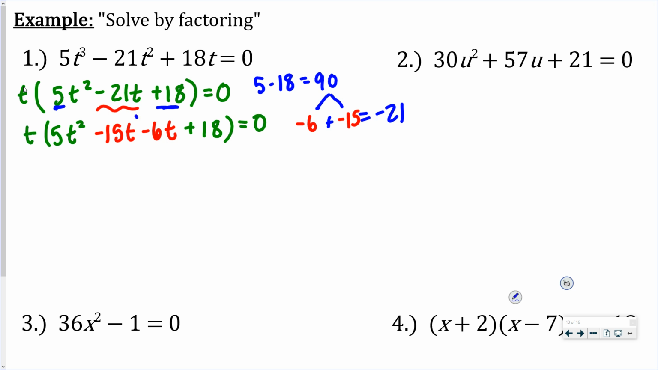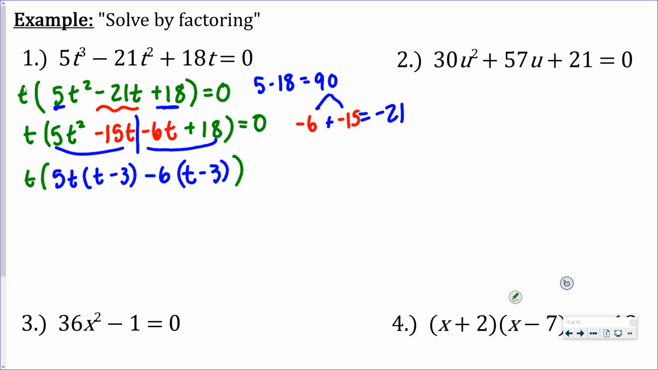Factor by grouping. All right, here I can factor out a 5t. We're left with t minus 3. What would I need to factor out of my second group to be left with t minus 3? Or bigger? Bigger. There's a bigger GCF of 6 and 18 inside, 3. 6. -6. Okay. So this factors into t minus 3, 5t minus 6, and we still factored out that t.